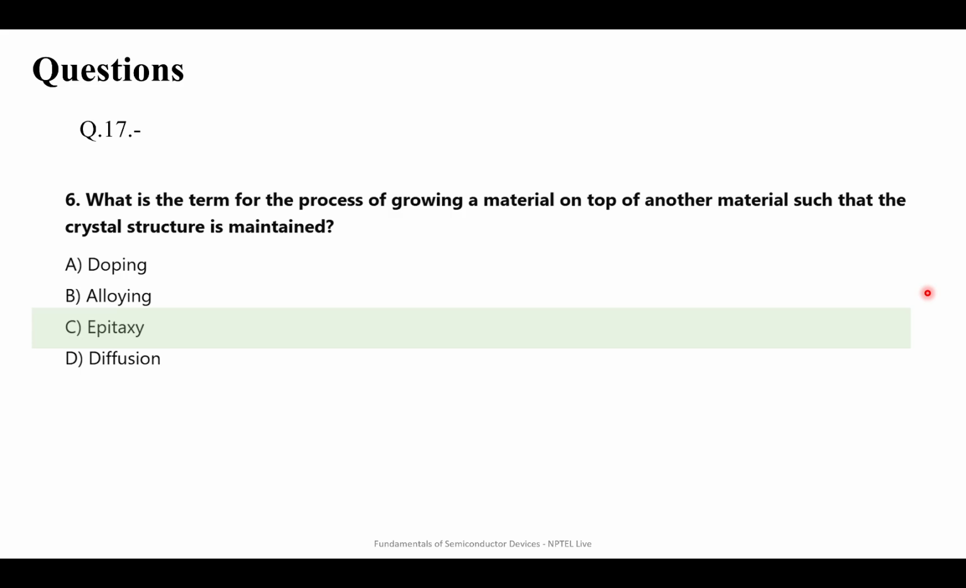Yes, sir. In epitaxy, let's say you have aluminum nitride below, and on top of that I have grown gallium nitride. So I have two materials here, aluminum nitride and gallium nitride, two different materials, different lattices.